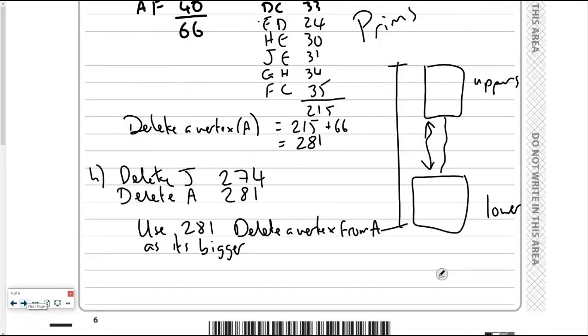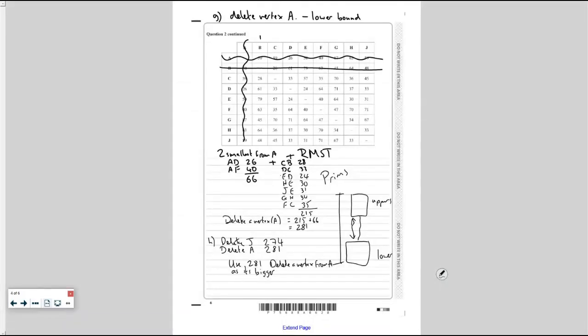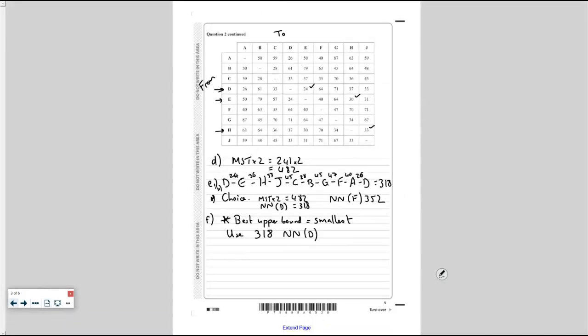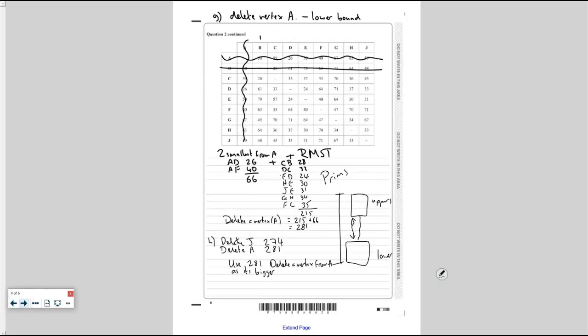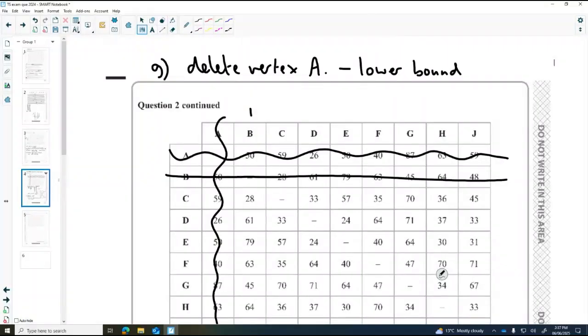There you go. So I quite like that question because it does do a bit of everything. Got some Prim's knocking about. It's got some minimum spanning tree times 2, some nearest neighbour, and some delete a vertex. Right, so we'll stop. Cheers.